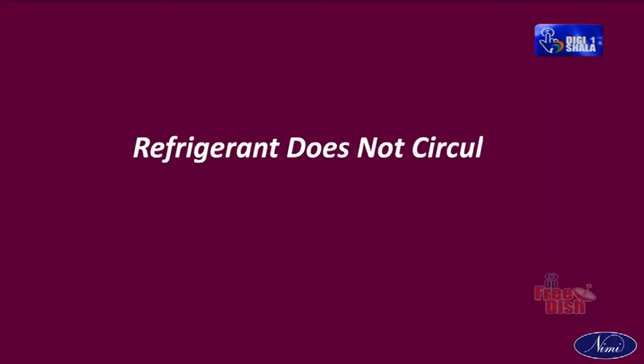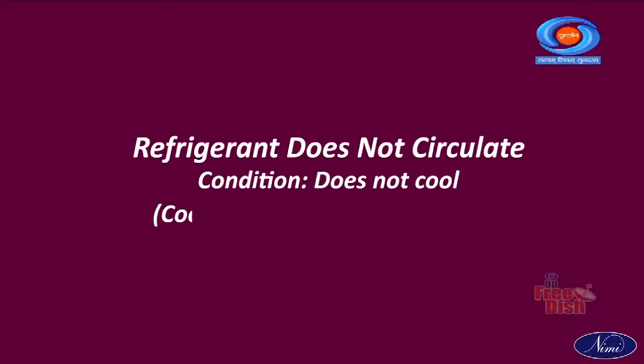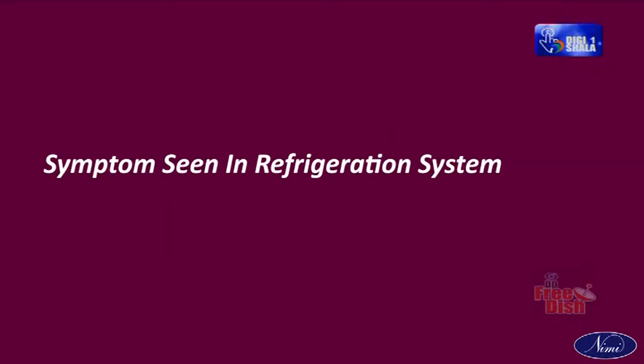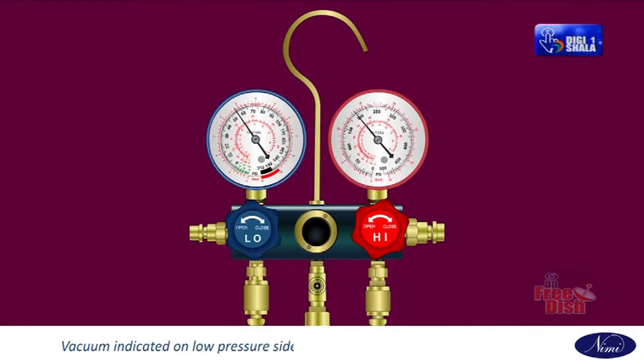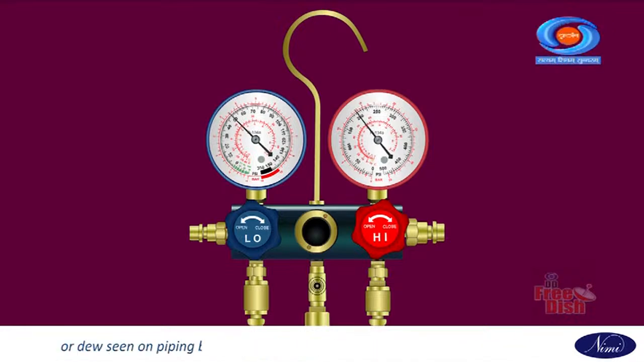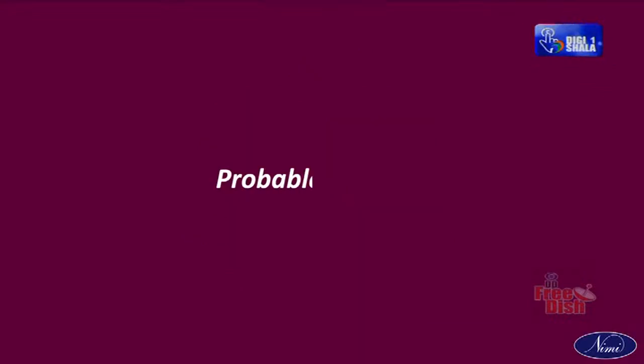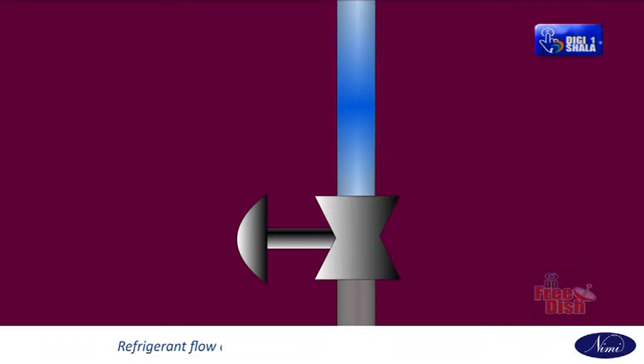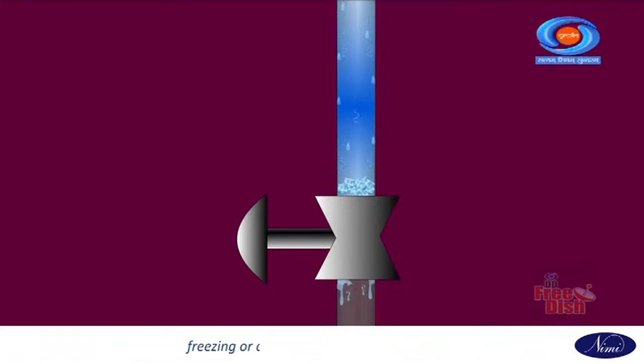Refrigerant does not circulate. Condition: does not cool, or cools from time to time in some cases. Symptoms seen in the refrigeration system: vacuum indicated on the low pressure side, very low pressure indicated on the high side, and frost or dew seen on the piping before and after the receiver and dryer or expansion valve. Probable cause: refrigerant flow obstructed by moisture or dirt in the refrigerant freezing or adhering to the expansion valve orifice.